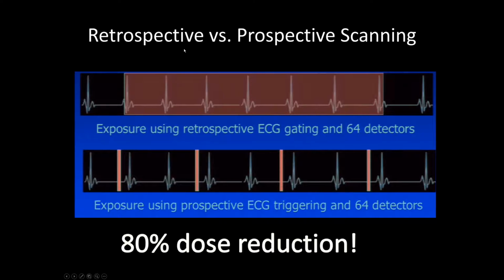The obvious advantage of going from retrospective, which is this, to this, is that your dose goes down significantly. This would be anywhere from 15 to 18 millisieverts of radiation versus 3 to 4 millisieverts of radiation.